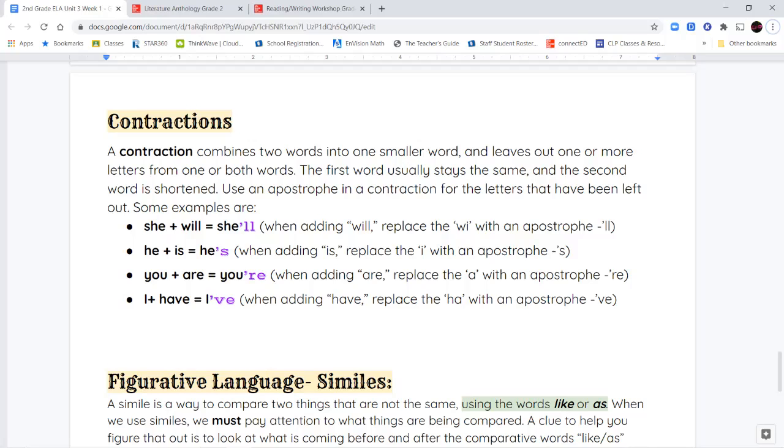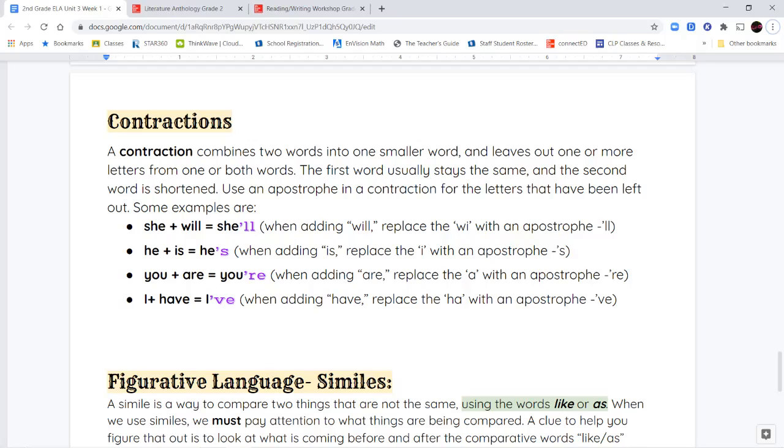Now remember, an apostrophe looks just like a comma, but it doesn't sit on the line, it sits higher up. So if I'm combining the words she and will, I'm going to take out the WI, and in place of the WI, I'm going to replace those two letters with an apostrophe.